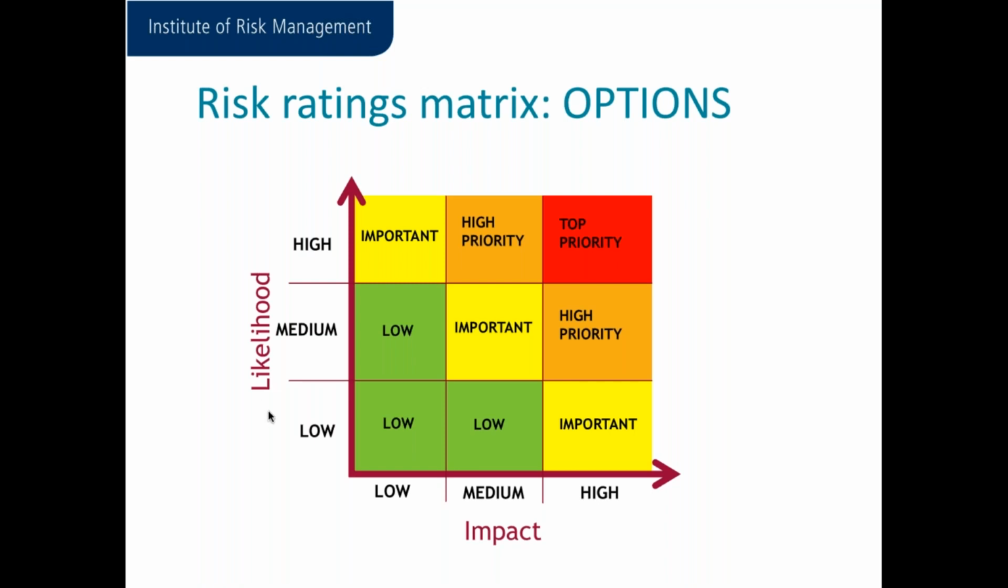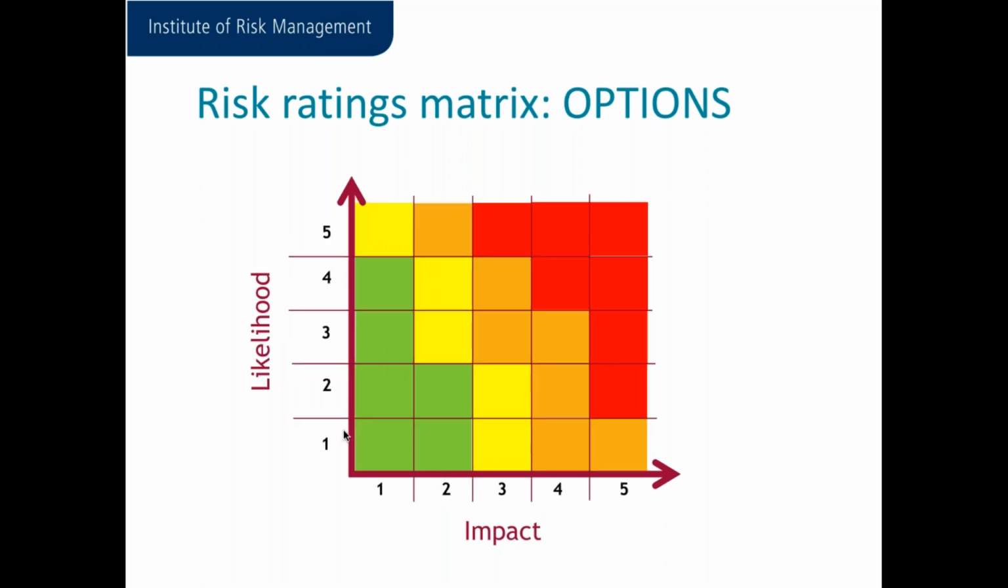But if we wanted more granularity still, we could use the 5x5 grid. And here, rather than just using words such as high, medium, low, or very low to very high, we actually put some numbers against it to denote the range from low likelihood to high likelihood, and the same for impact. So we're putting some numbers against it, but it is still very subjective.